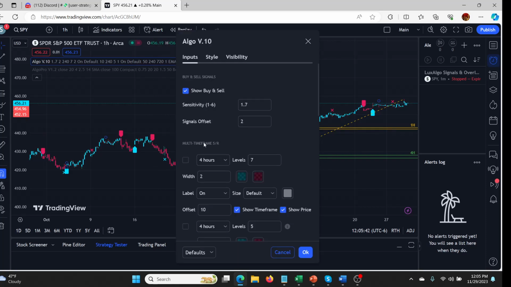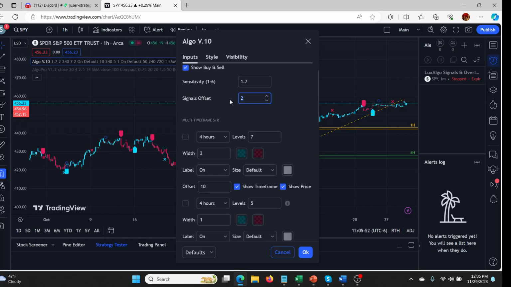So here it says multi-time frame right here. You can change the sensitivity. I've left it on the default 1.7. That changes a little bit of things, but it's not a game changer particularly. The offset does help though, so I'm going to offset the signals a bit more here because you can see that the signals will jump up. See how they split off away from the candles a little bit.